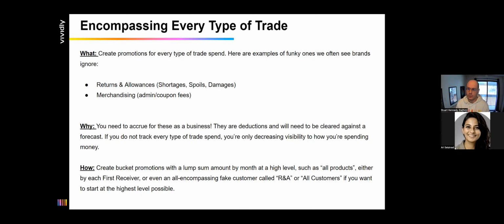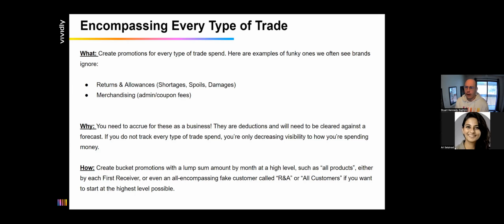So a couple of examples where we typically will see brands ignore R&A, returns and allowances, and then merchandising. There's so many different fees that you can get from distributors or retailers, and these can really add up. And ensuring that you're tracking against those and are understanding what fees should be coming in and identifying when fees come across that you did not expect are really important. It'll also help you potentially dispute certain things because you're tracking these at a granular level.